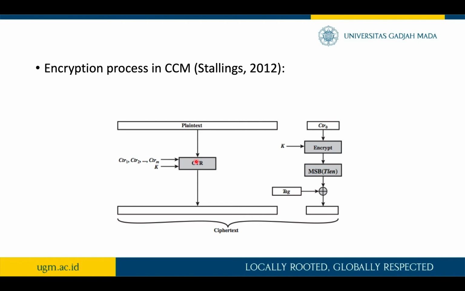For the plain text, of course, we need to divide it into blocks. Then for each block, we apply a similar operation here, but we use counter 1 for the first block, then counter 2 for the second block, and so on until the final block. So we will have the ciphertext of the plain text and the ciphertext of the message authentication code. It will be the whole ciphertext.